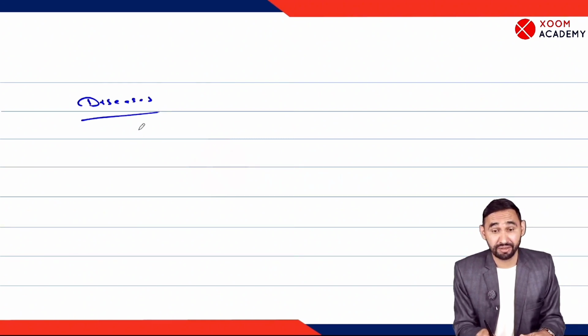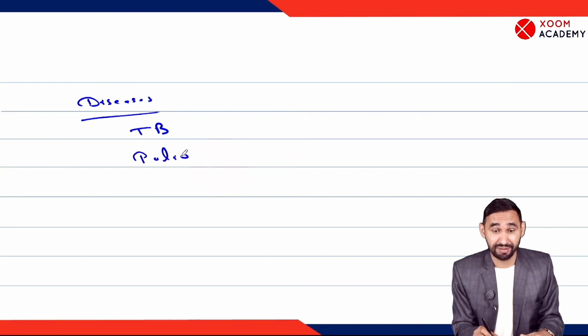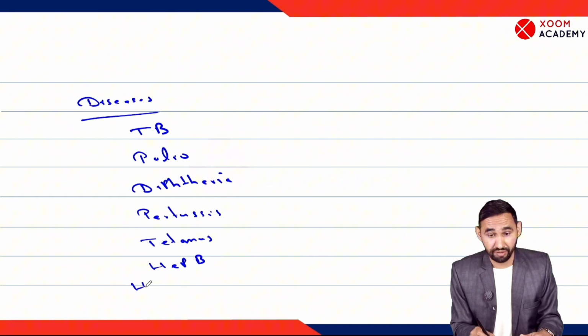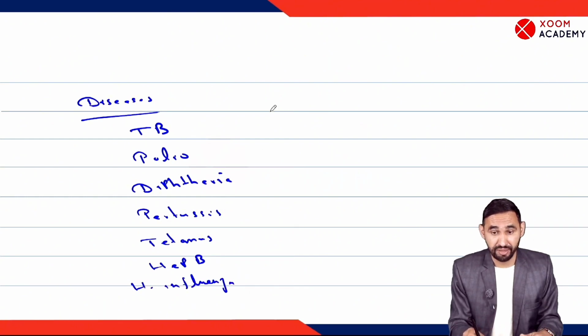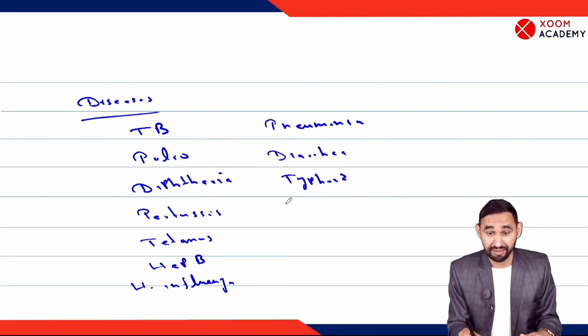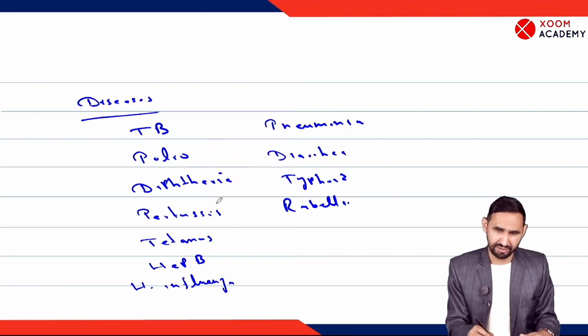EPI provides coverage against tuberculosis. It provides coverage against polio. Then, it provides coverage against diphtheria, pertussis, and tetanus. It provides coverage against hepatitis B, against Haemophilus influenza, against pneumonia, against diarrhea, against typhoid, against rubella. At birth, BCG vaccine is given, so it gives protection against TB, polio, diphtheria, pertussis, tetanus, influenza, rubella.